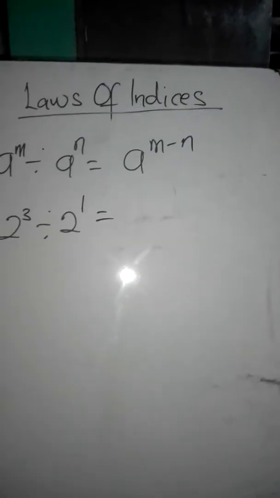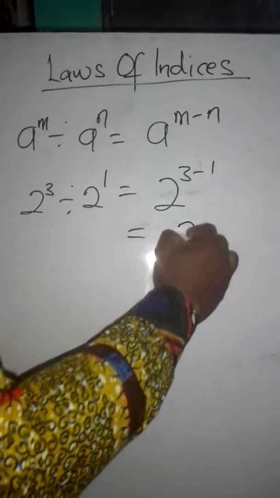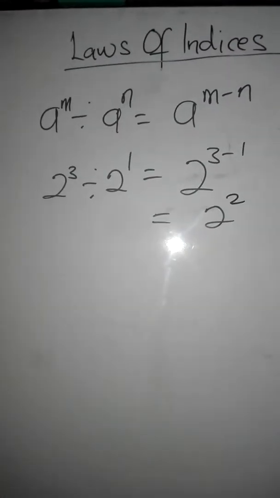So for the second law, a to the power m divided by a to the power n, the power becomes m minus n. Let's take an example. 2 to the power 3 divided by 2 to the power 1. This becomes 2 to the power 3 minus 1. And therefore it will be 2 to the power 2.